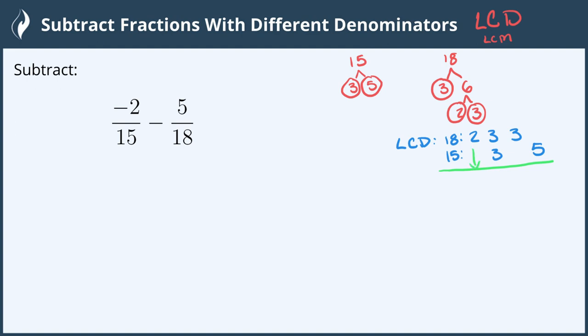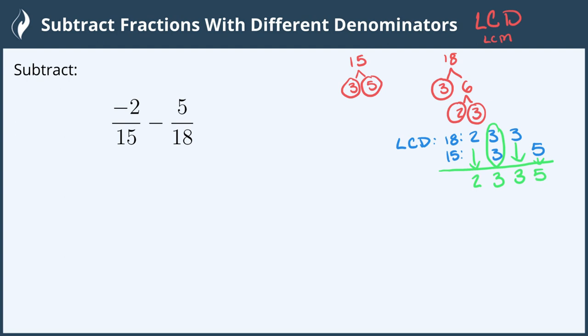So here, 2, there's only 1, so I keep it. There are 2 3's here, and because I don't want multiples, I want smaller numbers, I only need one of those 3's. And this one does have another 3 here that doesn't have any partners. And then I have a 5.